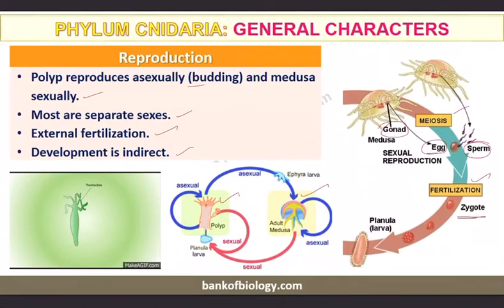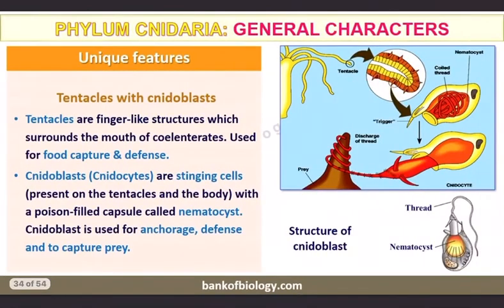Polyp and medusa. So in the medusa you can see the presence of gonads. So egg is there and sperm is there. So meiosis takes place. Eggs and sperms are formed. Eggs and sperms fuse. Fertilization takes place. Zygote and larva, planula. See, larva's name is planula. That's why you say development is indirect.